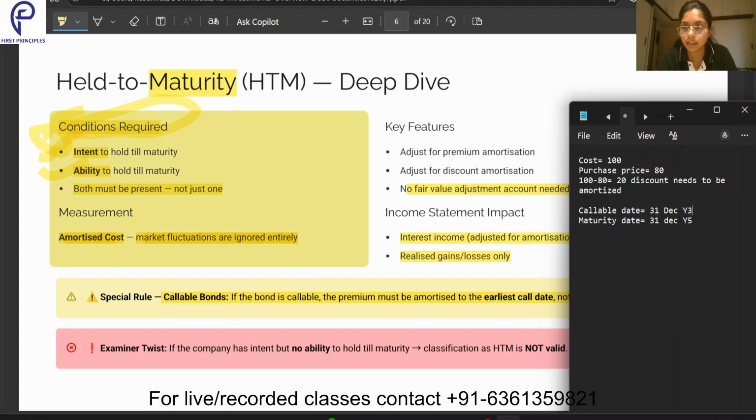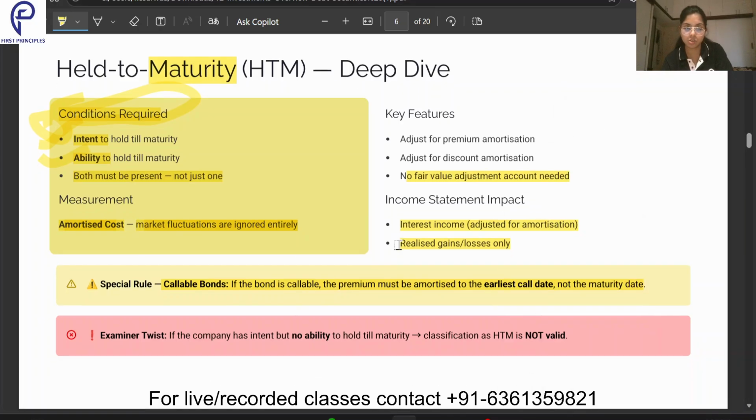If I have a callable bond, that means whenever the issuer of the bond wants, they can return your money whenever they want. That is termed a callable bond, and I will declare a date. I am saying this bond is going to mature in year 5 and I will pay back the entire money in year 5, but there is a chance I can repay your money by year 3. So that will become the callable date. This will be my earliest callable date, and I will amortize my premium until this callable date. That's what this is talking about.